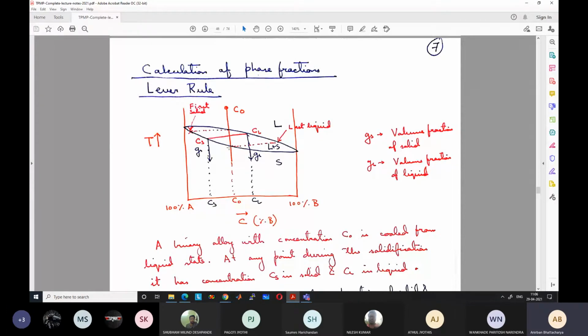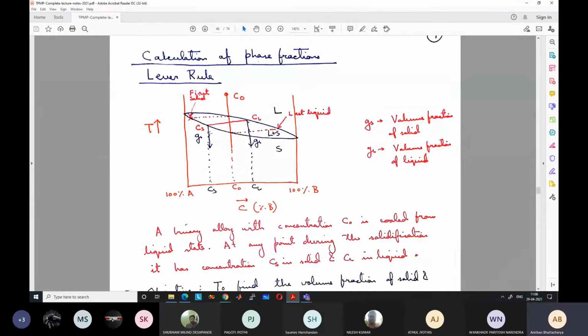This type of phase diagram was known as the isomorphous phase diagram, and we saw how to calculate the phase fractions at any temperature, how to relate the phase fractions, meaning the volume fraction of each phase, with the concentration using the lever rule. This lever rule is valid for equilibrium solidification. It means that the solidification is very slow, so that at each point in time all the phases are in equilibrium with each other.